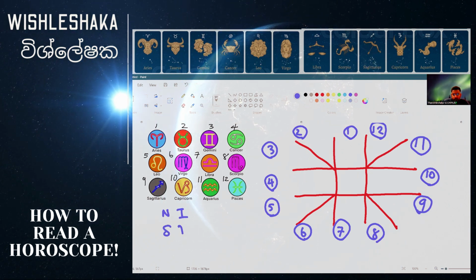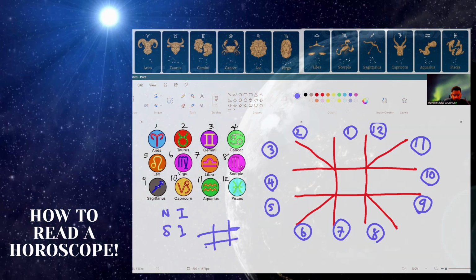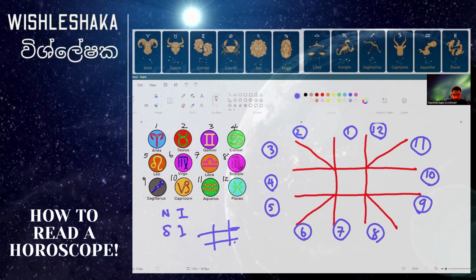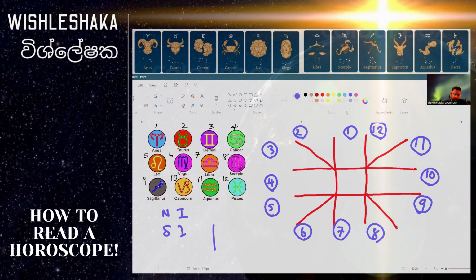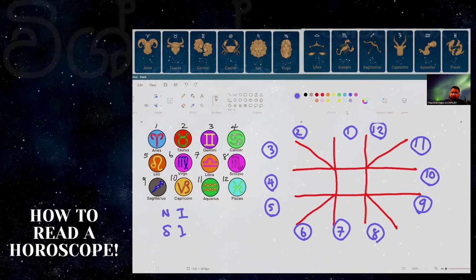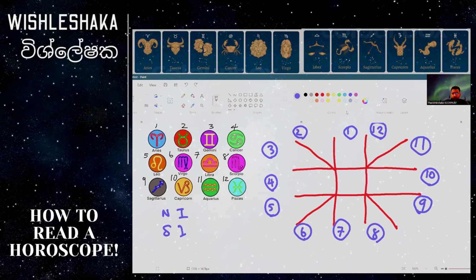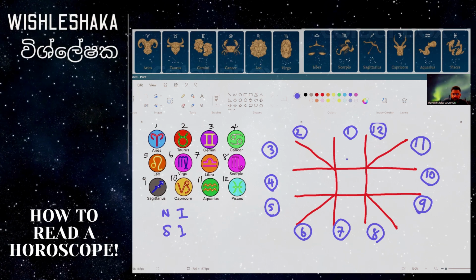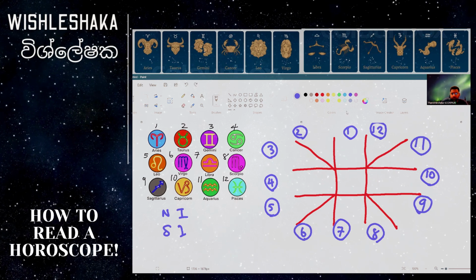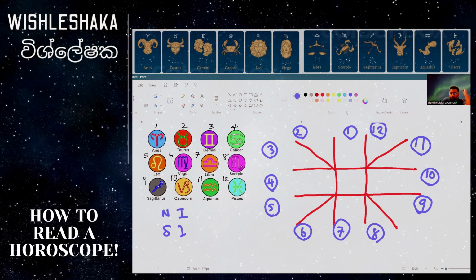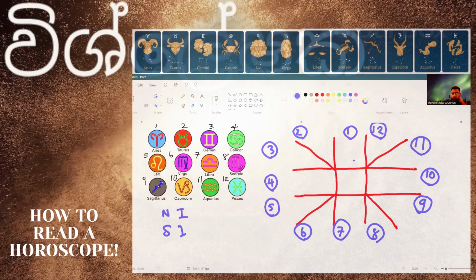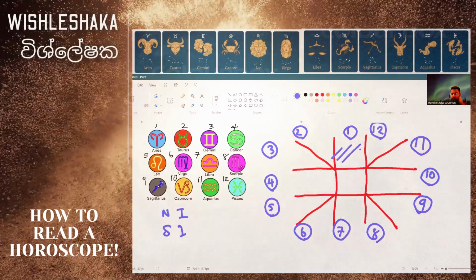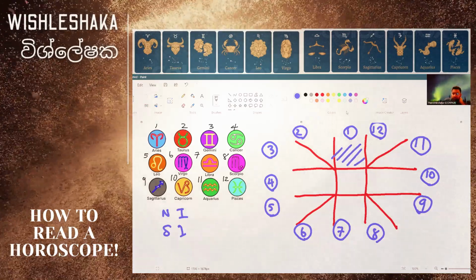Then you have the South Indian method. That is something different. You have something like this, and you have more boxes. I mean the same thing, but it's drawn in a different way. So I would say this is the easiest way to understand this thing. This is pretty easy to get. Left hand, and you have the first house on the top. So this is actually your eastern horizon sign when you are born.